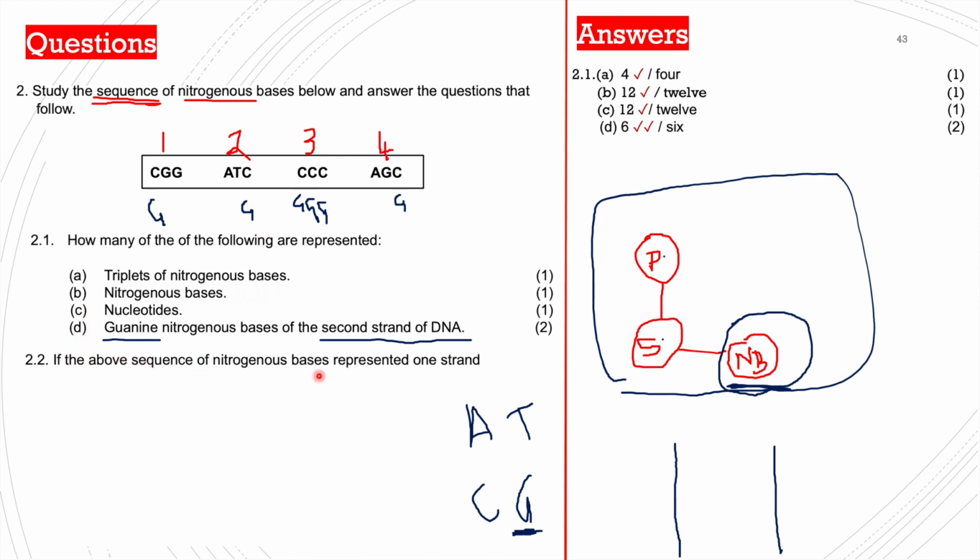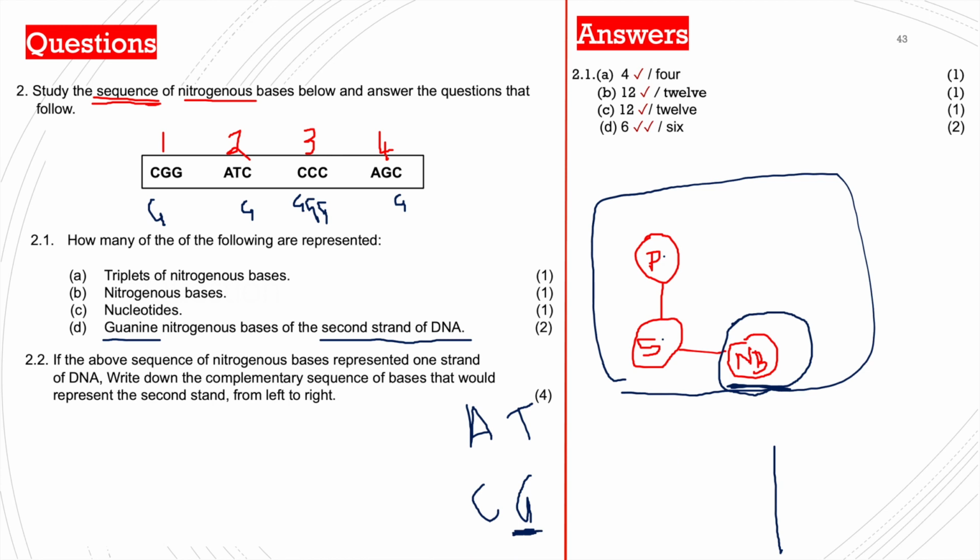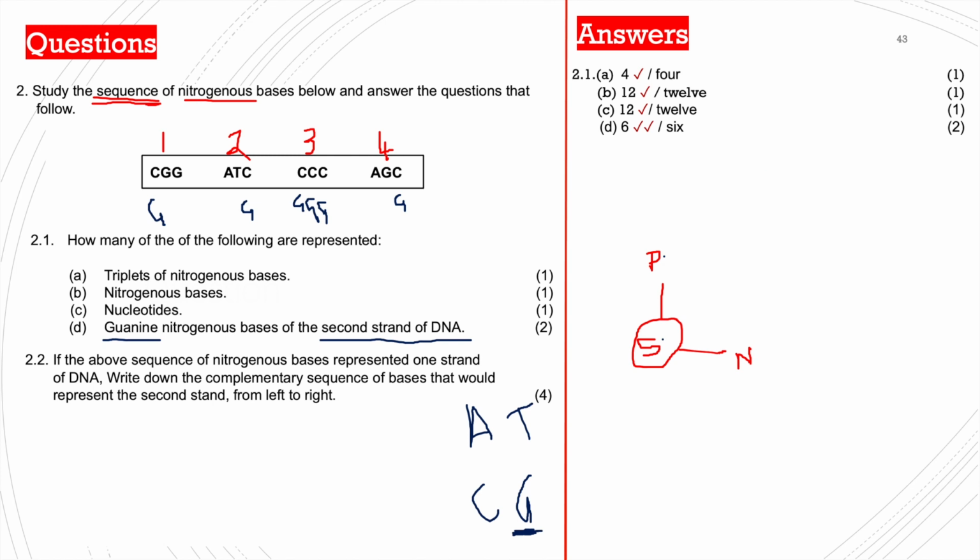If the above sequence of nitrogenous bases represented one strand of DNA, write down the complementary sequence of bases that would represent the second strand from left to right. So they're asking us to code for the complementary strand. Right. Now, let's just write it down on the side.